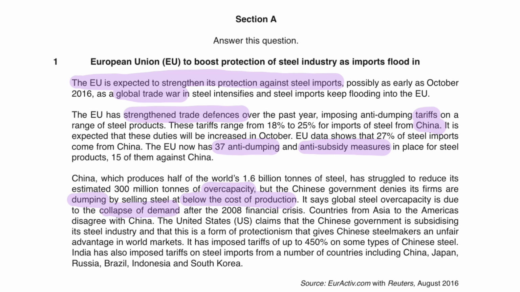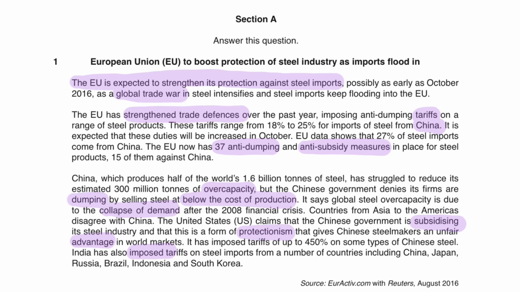The United States claims that the Chinese government is subsidizing its steel industry, and this is a form of protectionism that gives Chinese steelmakers an unfair advantage in world markets. It has imposed tariffs of up to 450% on some types of Chinese steel. India has also imposed tariffs on steel imports from a number of countries, including China, Japan, Russia, Brazil, Indonesia, and South Korea. So, overall, this case study is about how the EU felt it was necessary to protect against imports from China because they feel like China is using policies that are anti free trade and that give them an unfair advantage when it comes to the steel industry.